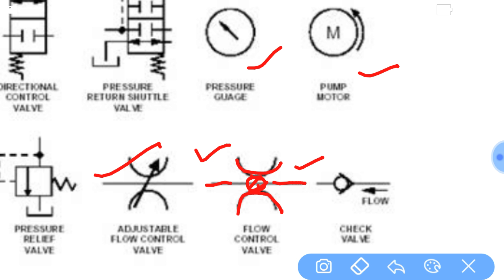This is one check valve. A check valve will allow flow in one direction. That's why this direction of flow is given. That means this valve will allow flow in only this direction. If the flow comes in this direction, it will get blocked.